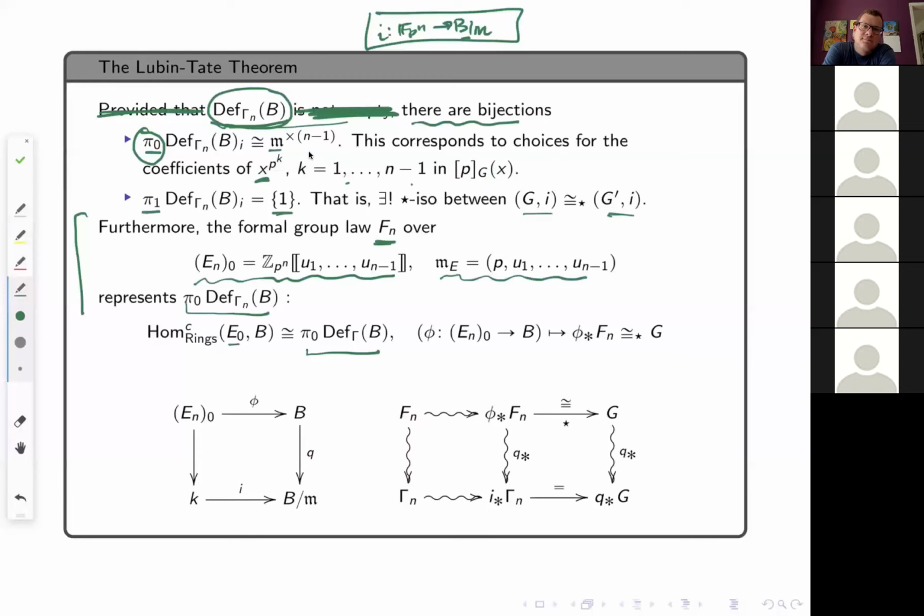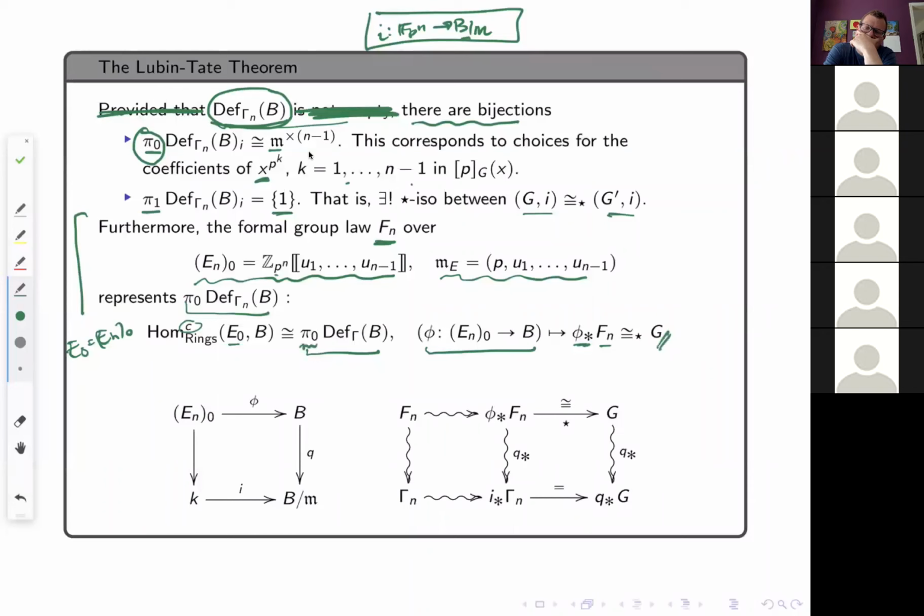From En0 to B, so homomorphisms from this ring to B. There's a topology here. These are complete local rings, so C here just means continuous. How does that go? If I have one of these homomorphisms, I just apply phi star to the coefficients of Fn. What I get is a formal group law, which will be a deformation. It might not be G, but it will be star isomorphic to G. So that's the fact that it's representing pi naught.